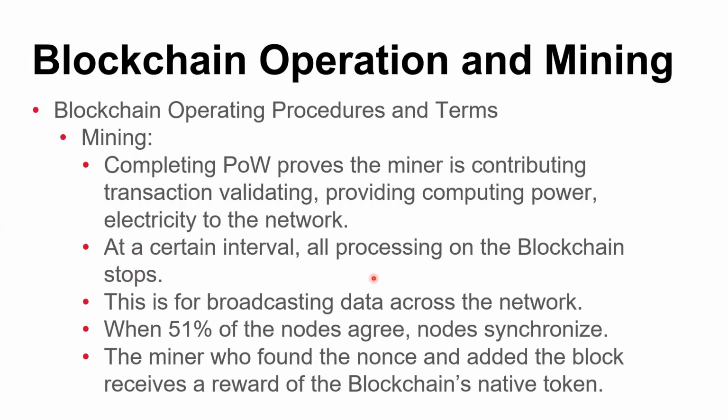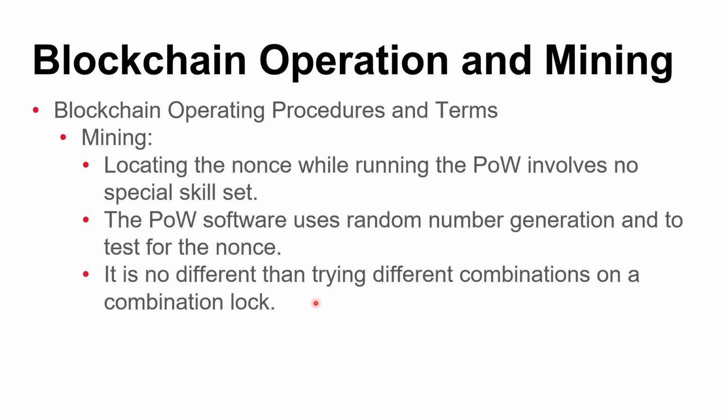At a certain level of processing on the blockchain, all activity stops. And then the data is broadcast across the network of the new block. If 51% of the nodes agree, they synchronize on that new block. The miner who found the nonce and added the block receives a reward, a certain reward of the blockchain's native token. So if it is Bitcoin, the miner that added this new block that everybody agrees is correct and valid will receive a certain amount of Bitcoin.